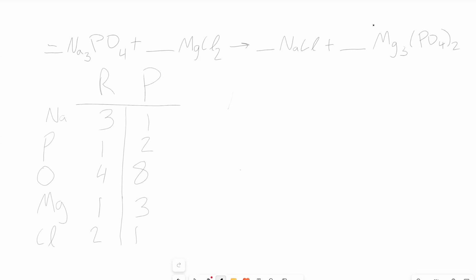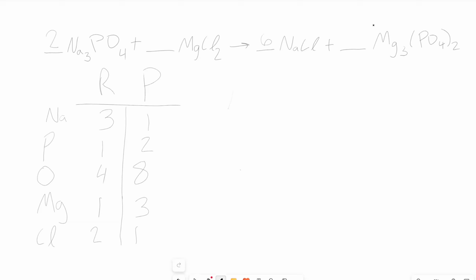So we put the coefficient of 2 here. Now we have 6 sodium atoms. So how do we balance that out on the other side? Well, if we're looking here, our 2, our 3, 6. So we're just going to have to put a 6 in front of this NaCl.